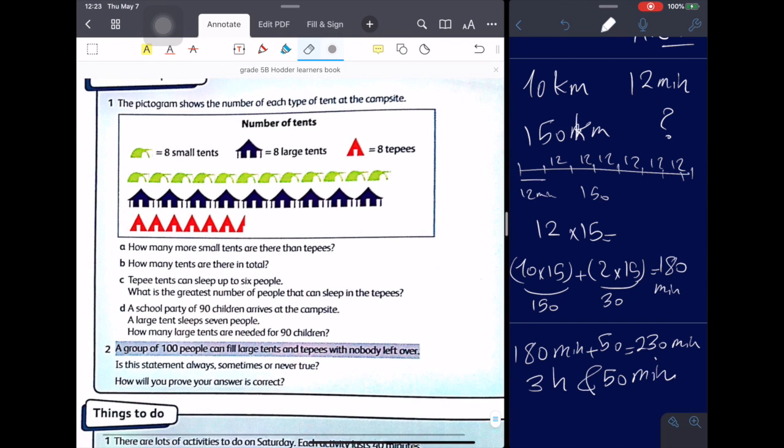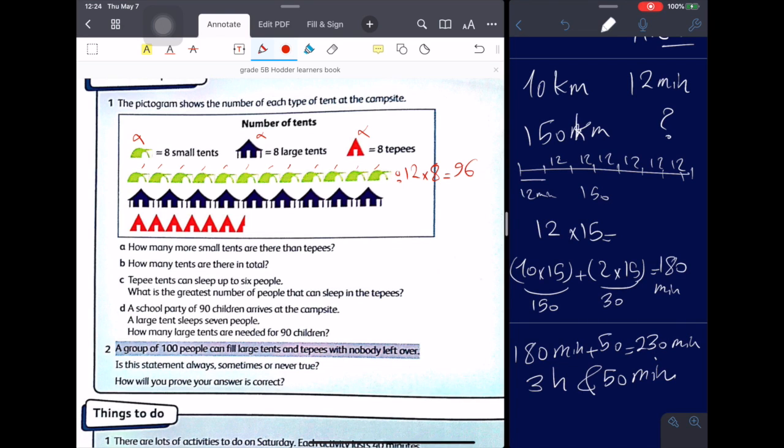The pictogram shows the number of each type of tent at the campsite. So apparently we are having 3 different kinds of tent. We have small tents, we have large ones, and we have teepees. Teepees are the red skin tents, those traditional red skin tents. How many more small tents are there than teepees? Okay, let's go and count the number of the small tents. We have 1, 2, 3, 4, 5, 6, 7, 8, 9, 10, 11, 12. Therefore, we are going to have 12 times 8, which is going to make 96 small tents.